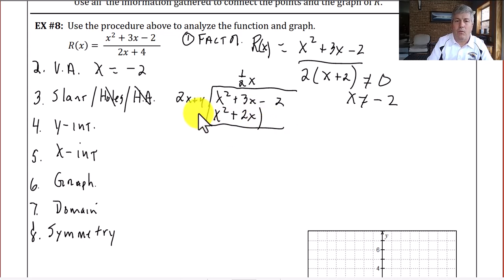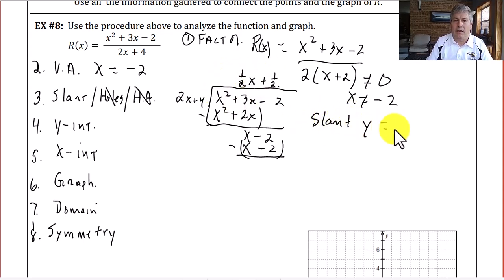I subtract that entire quantity, and I get x minus 2. And then again, I ask myself, what's x divided by 2x? And that is 1/2. I multiply back. I get x minus 2. I subtract that whole quantity. I get 0, but I don't really need to do that. So my slant asymptote is y equals 1/2 x plus 1/2.